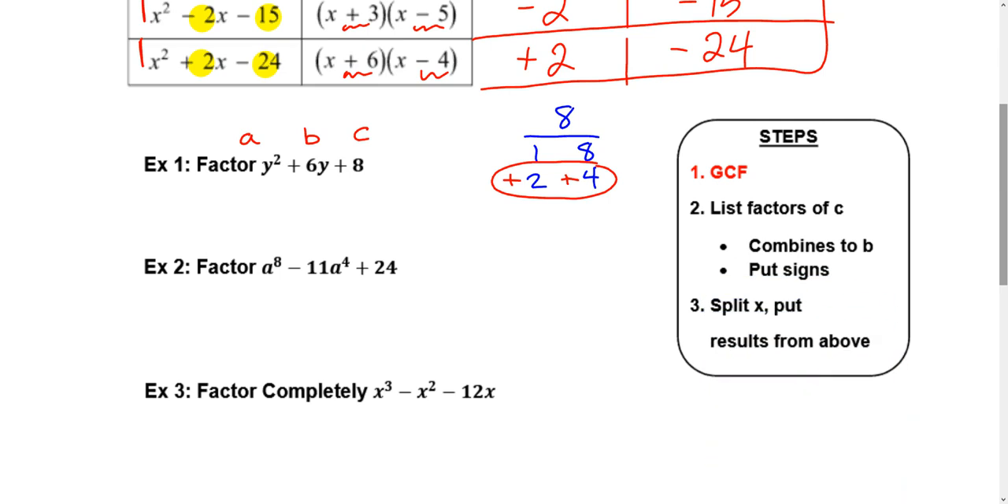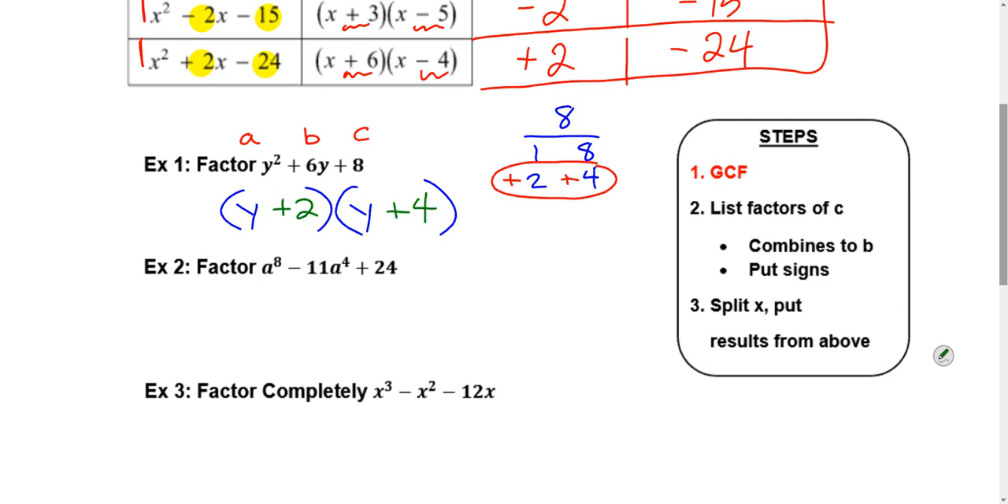Whatever your first term is, I don't care what letter they use, whatever that exponent is, cut it in half. So in ours, it's y squared. So what we're going to do is we're going to put 2 sets of parentheses. If I cut y squared in half, it's y. So I put a y here and a y there. And then the work that we did off to the side, those are the 2 answers that go inside. So I put plus 2 and plus 4.